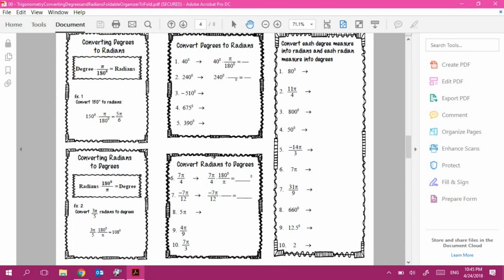After that, you've got numbers 1 through 10 on the side, changing degrees into radians and changing radians into degrees. But that was it for today's notes, guys. That's radians and degrees in a nutshell.